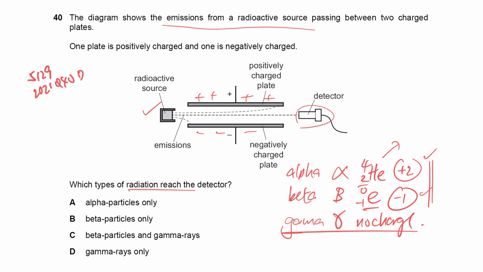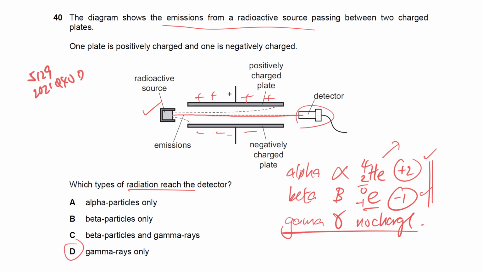So as mentioned just now, if the emission goes straight without any bending, without deflection by the electric field, and goes straight to the detector, that means to say the emission has no charge. If it's no charge, it has to be gamma rays. So the answer will be D.